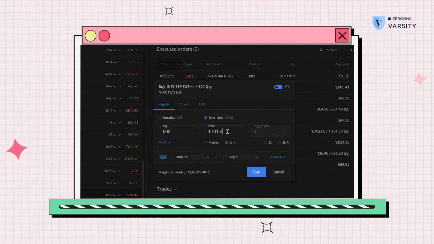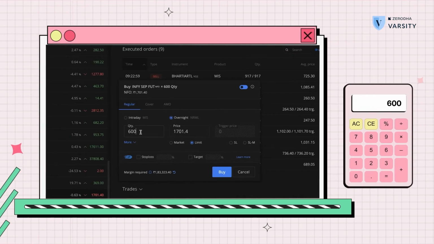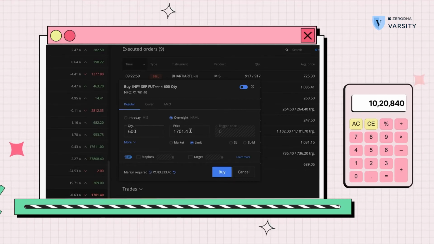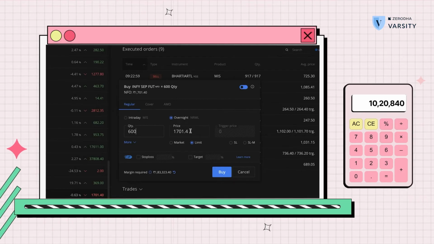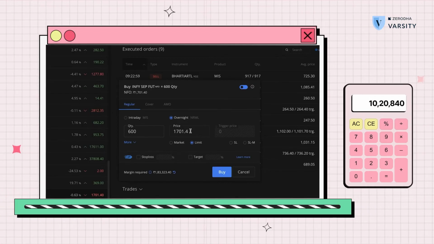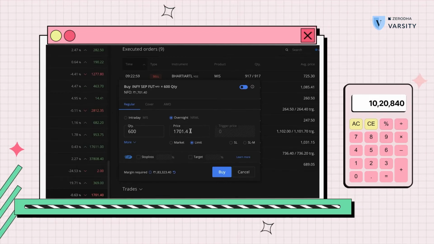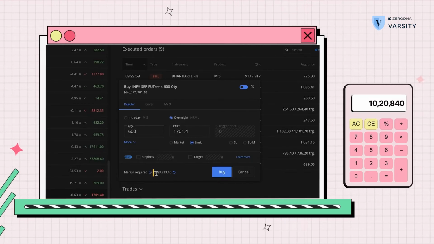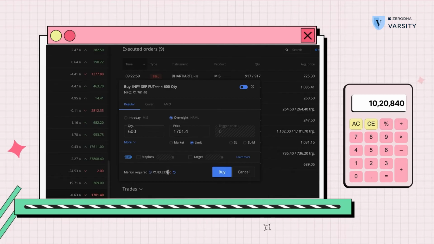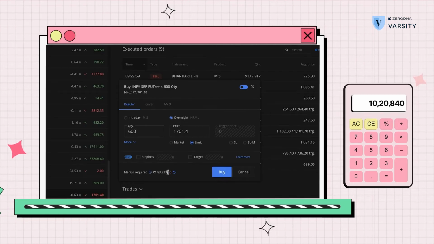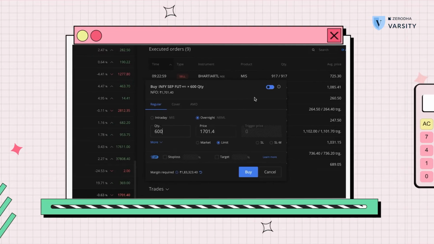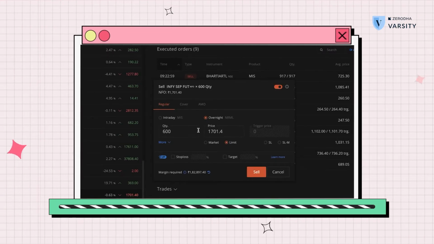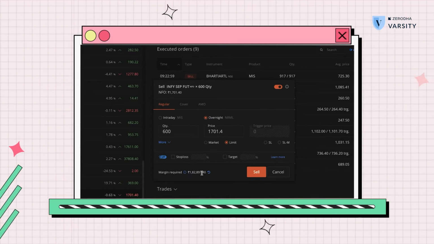Now, when you multiply the quantity, that's one lot in this case, multiplied by 1701, you'll get the total contract size. Now, since we're trading futures, you don't pay that entire amount. You pay a percentage of it called margin. And right here, we can see margin required 1,83,000. This is the amount you need to put up to trade one lot of Infosys. Now, even if I change the order to a sell order, where the quantity and price is exactly the same, the margin requirement is also the same.